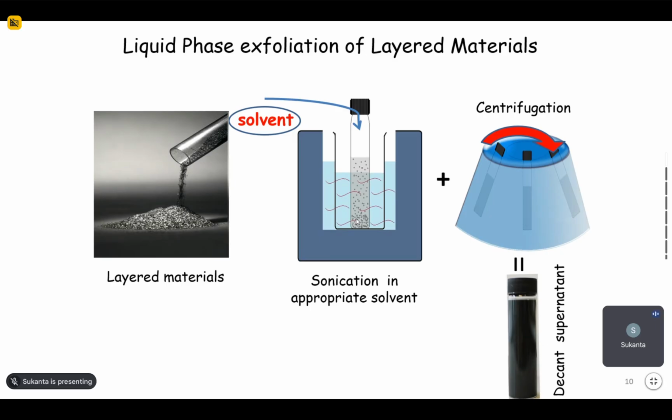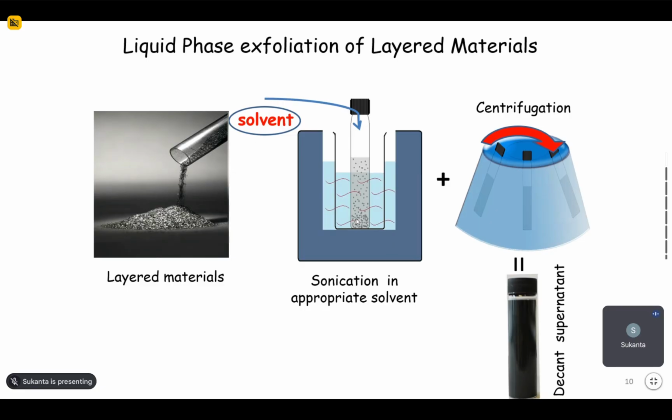So for example, if we start with graphite and try to exfoliate, we know graphite is a layered material, and the layers are held together only by van der Waals forces. So if we can overcome those, we can easily get a monolayer or bilayer graphene.